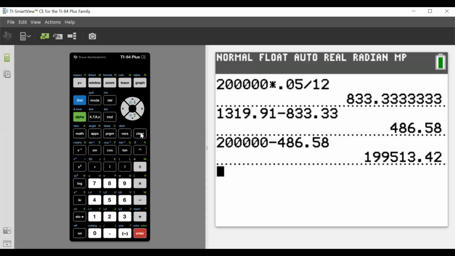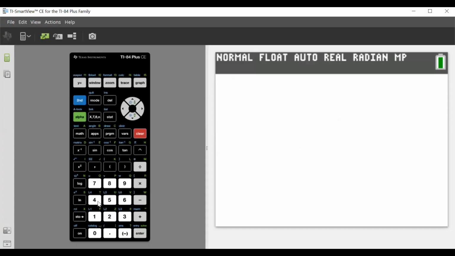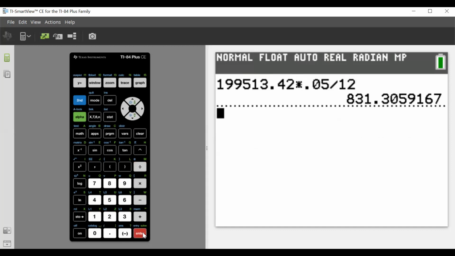All right, so let's clear all that out again. And so now we're going to take 199,513 point, and that was for 2 times 0.05 divided by 12. And so 831.31 is going to be how much interest we're going to pay.